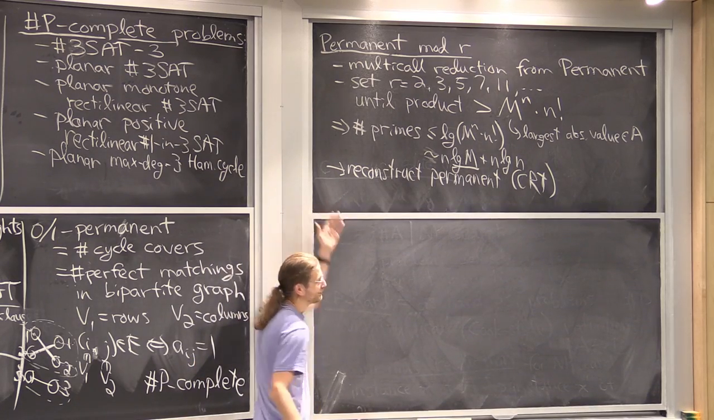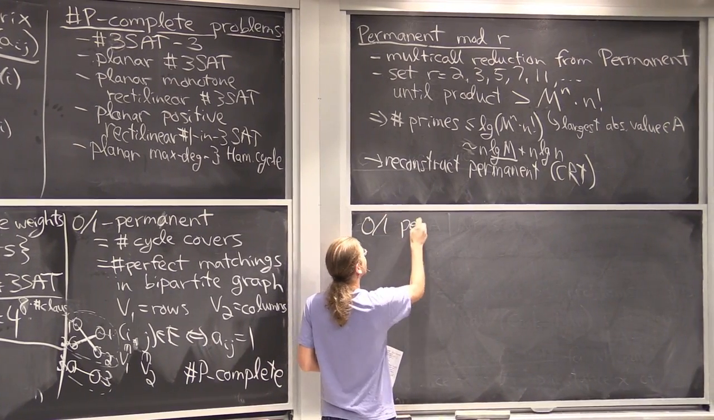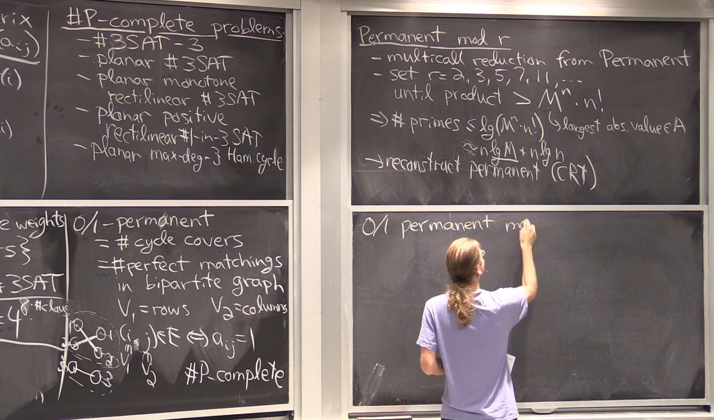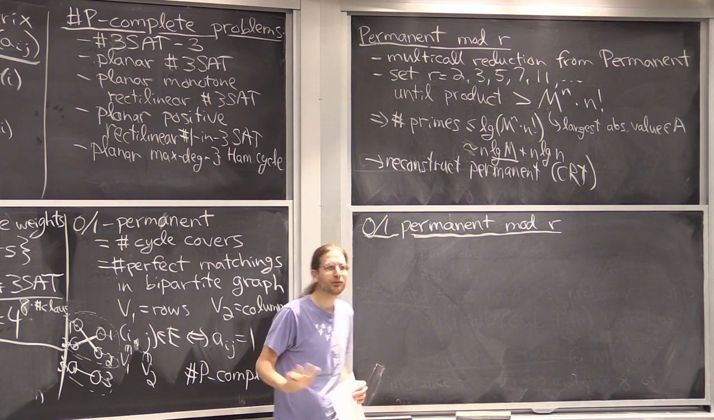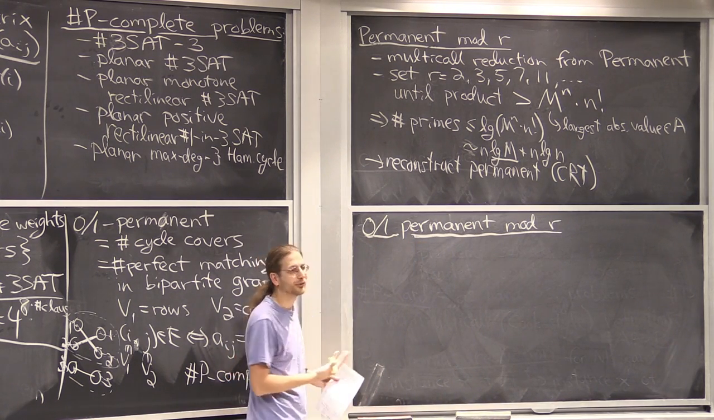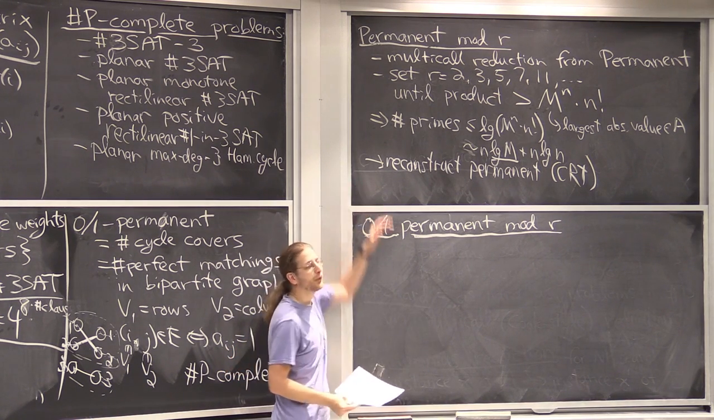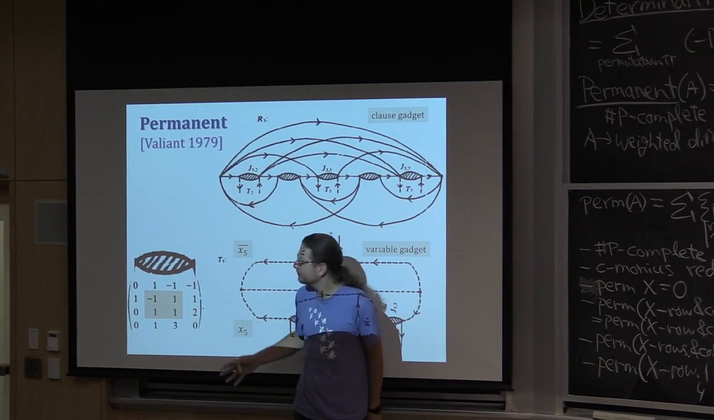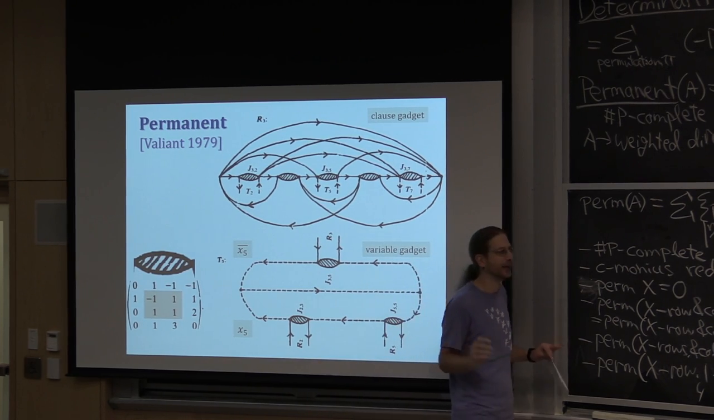Cool, yeah, so permanent mod R is hard. The next claim is that the 0-1 permanent mod R is hard. The whole reason we're going to mod R, well, it's interesting to know that computing permanent mod R is just as hard as permanent, but it's kind of a standard thing. The reason I wanted to go to mod R was to get rid of these negative numbers. Negative numbers are annoying. Once I go to mod any R, negative numbers flip around, and now I can think of everything as non-negative.